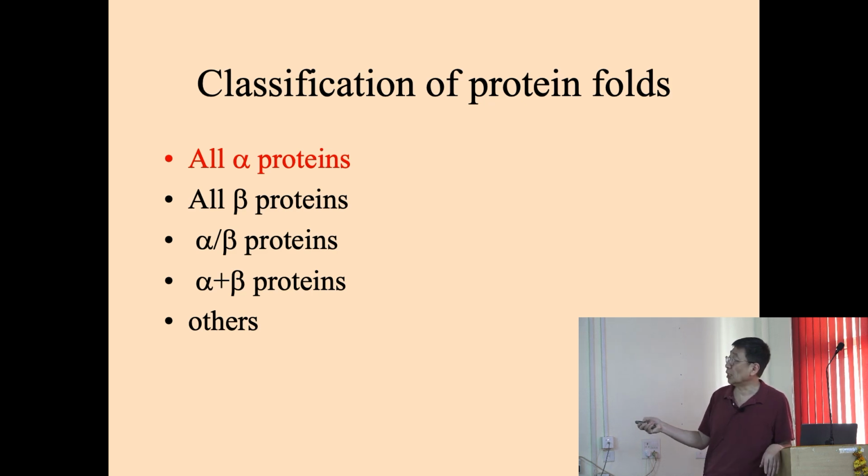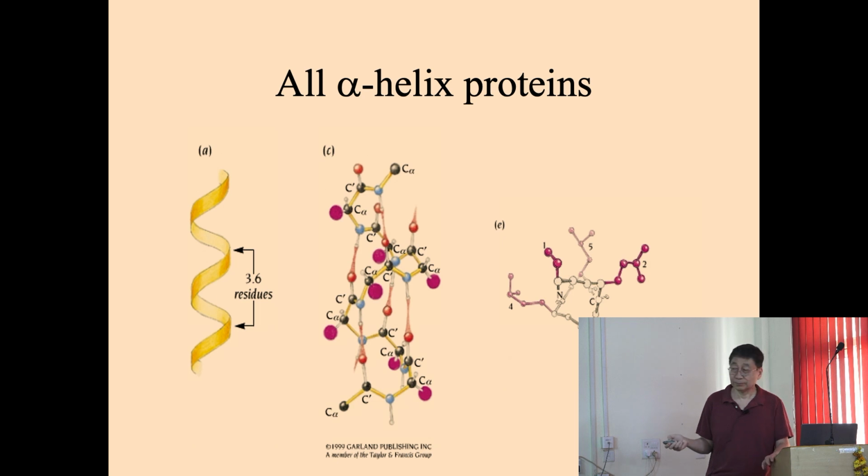You can say all alpha proteins. That means the structure contains all alpha helices, but you could have one or two small beta sheets or a couple of small beta strands. All beta proteins, I can imagine all beta strands or beta sheets, but you could have one or two helices in there as well. That's okay, you'll see examples of that. And then these two are different. I'll explain that along the way, and then others will come.